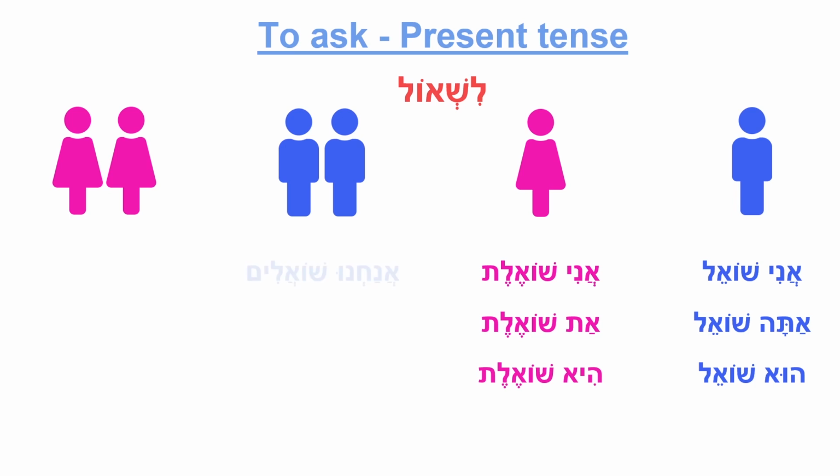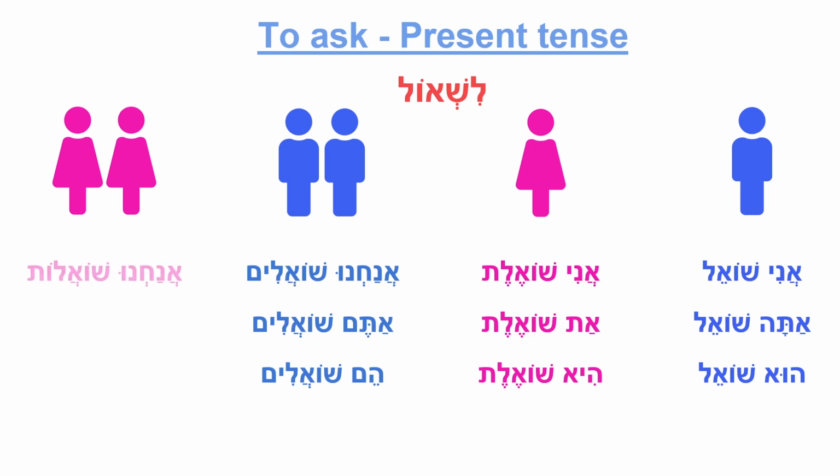Masculine plural. אנחנו שואלים, אתם שואלים, הם שואלים. We're asking, you're asking, they're asking. Feminine plural. אנחנו שואלות, אתן שואלות, הן שואלות. We're asking, you're asking, they're asking.